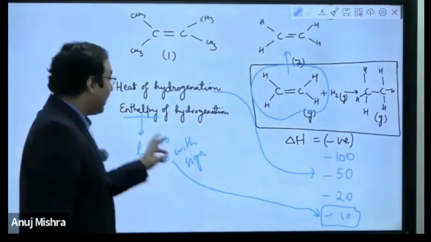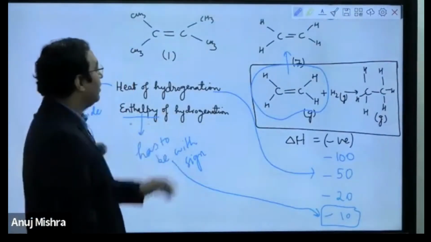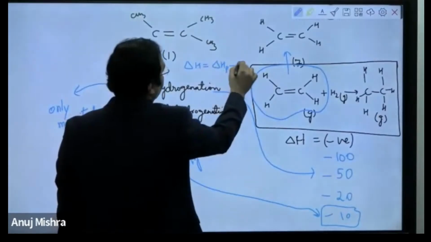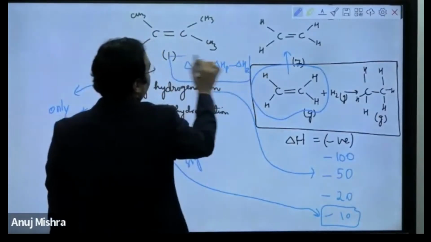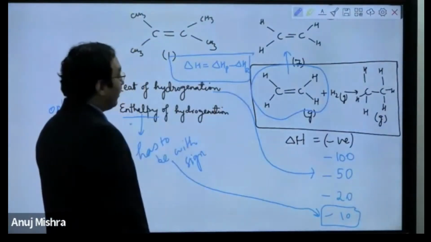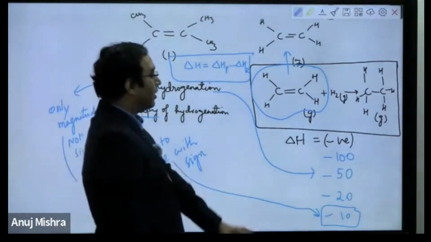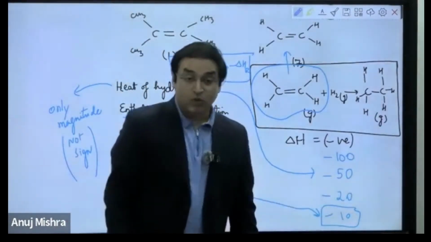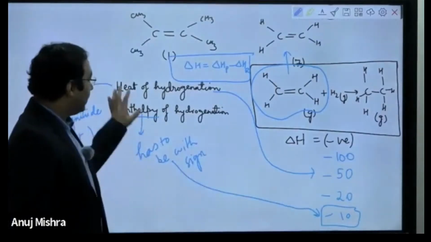I'm coming to that. Enthalpy of hydrogenation is delta H reaction, which is summation of product minus summation of reactant. यहाँ से आपको enthalpy में, right? But when you say heat of hydrogenation, it is just exchange of energy. We don't bother about minus or plus. So heat of hydrogenation is little tricky.